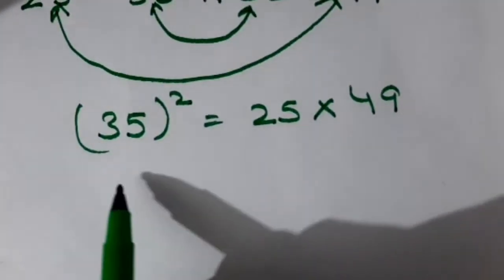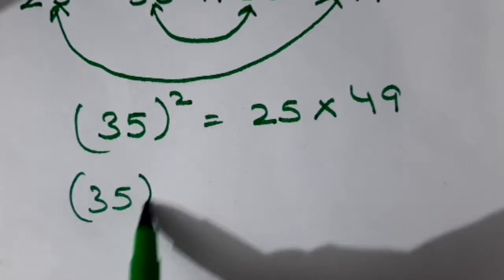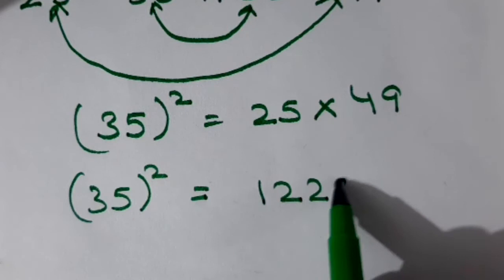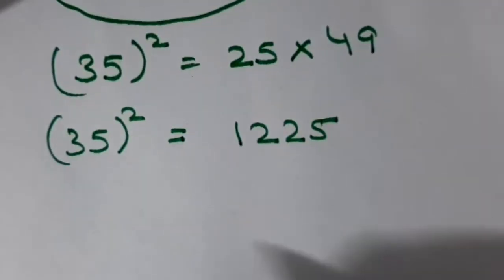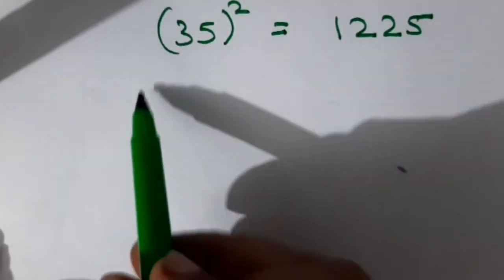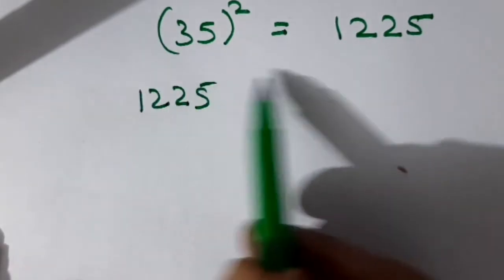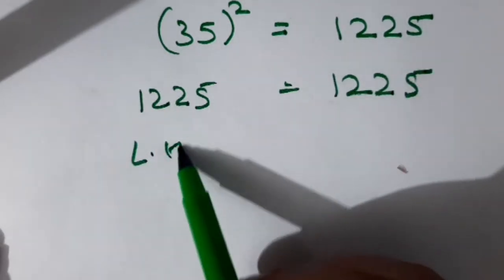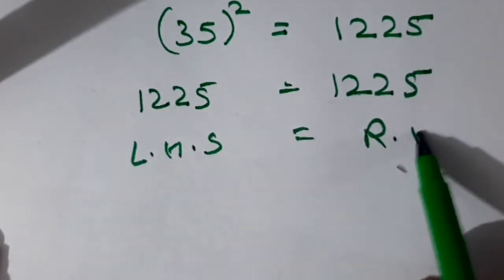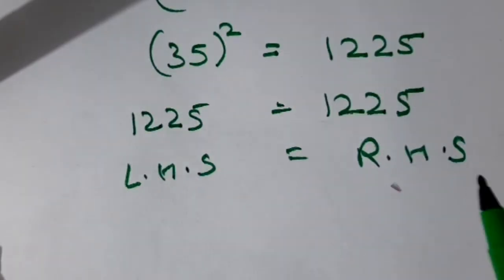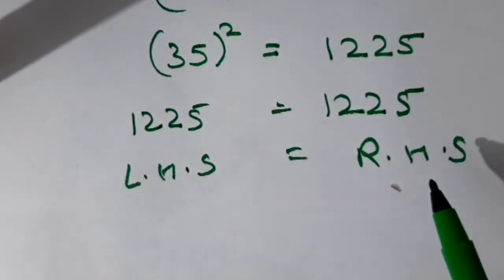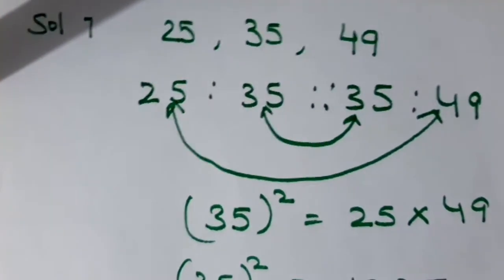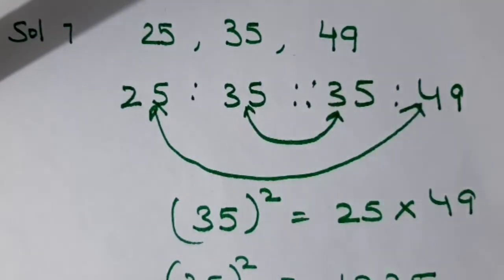Now, 35 square is equal to 25 into 49 is 1225. Okay. 35 into 35 is also 1225 and 25 into 49 is also 1225. So my LHS is equal to RHS. So yes, it means what we have considered is right. So what we have considered, that they are in continued proportion. Yes, they are in continued proportion. It means here second and third term is same.